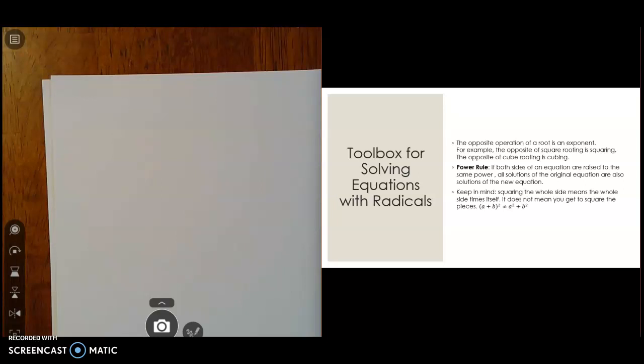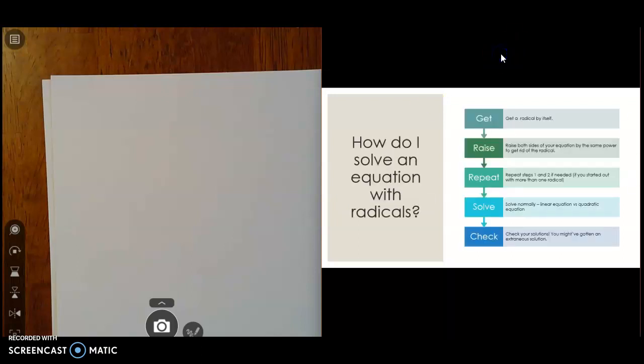The only thing to keep in mind, though, is that you're squaring the whole side. Squaring the whole side means the whole side times itself however many times. It does not mean that you get to square the pieces. Just remember, a plus b, that whole side squared, is not the same thing as a squared plus b squared. You've got to do a plus b times a plus b and actually distribute. So let's take a look at that.